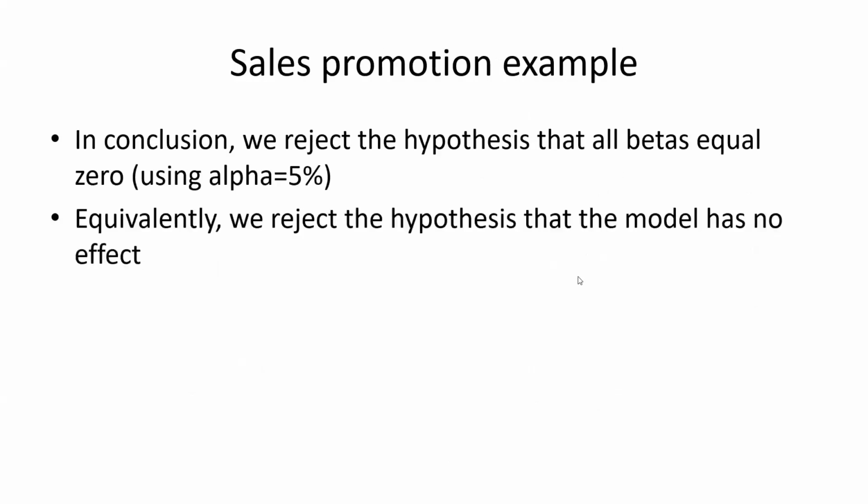All right. So given that the probability from the output is below 5%, and we often use 5% as the significance level, we reject the hypothesis that all betas equal 0. Or we can also say reject the hypothesis that the model has no effect.